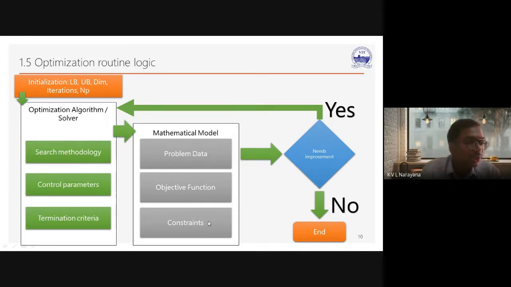So you can see here, this optimization algorithm interacts with the mathematical model of the problem, and substitutes the solutions into the objective function or the fitness function to obtain the fitness values. And this loop repeats itself until a certain termination criteria is reached. Suppose you are satisfied with the solution, then we can stop. If we are not satisfied, we can run the optimization algorithm again. So these are the basic steps involved in the execution of the optimization algorithm.